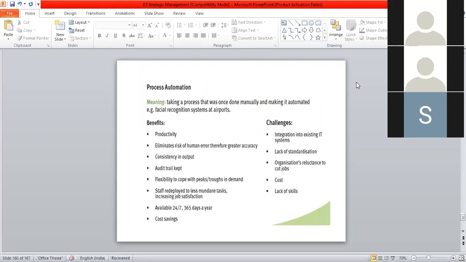Then available, now this automation is available 24 by 7, 365 days a year. And then it saves cost, because the speed with which automated work is done is much higher, faster as compared to the manual work, so it is cost saving. Now the challenges are integration into existing IT systems. This automation has to be integrated with the other information systems in the organization. So that is a challenge. Then lack of standardization, organizations' reluctance to cut jobs.